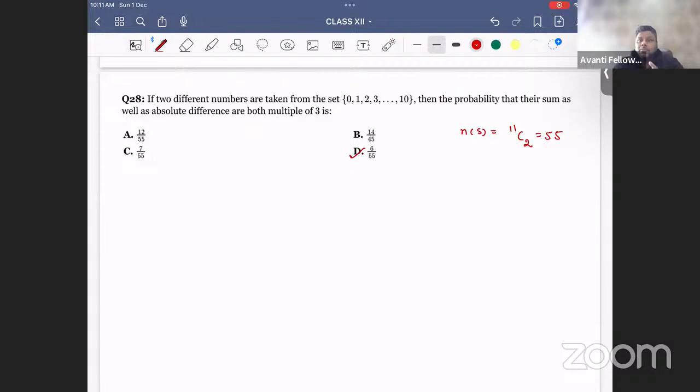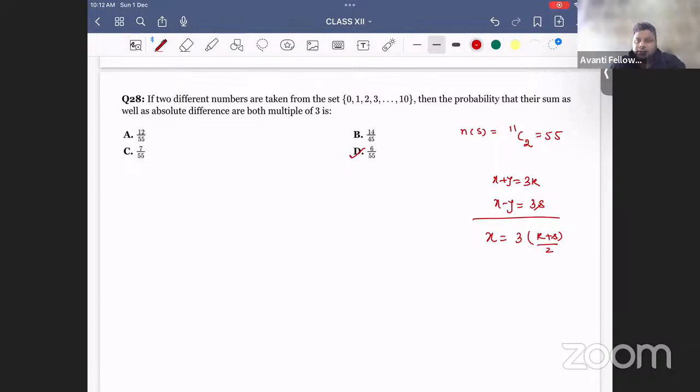That means both the numbers that you are taking should be divisible by 3. Only then it is possible. See, x plus y is of 3k type and x minus y is also of 3s type. So what will be x? x is 3 times (k plus s) by 2. Definitely (k plus s) by 2 is going to be an integer.